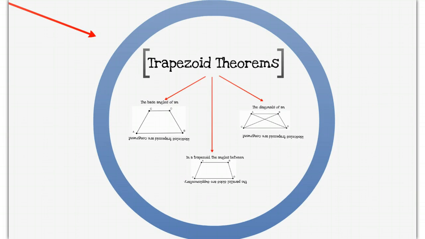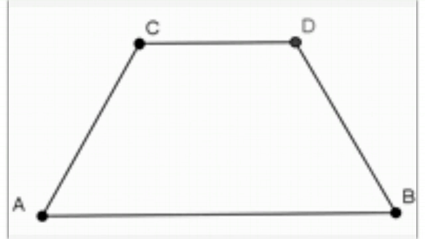The next thing we're going to study are trapezoids. The first trapezoid theorem we're going to look at has to do with the base angles of this trapezoid. Remember, CD is parallel to AB. That's what it means to be a trapezoid.